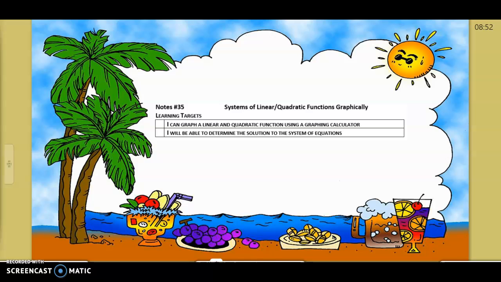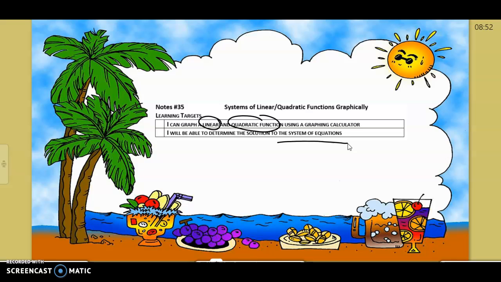35. We got two targets for today. One, to be able to graph a linear and quadratic function using our graphing calculator. Remember that old one, the linear one, the one we did at the beginning of the year, like nonstop? We're going to combine that with a quadratic. Call this a system of equations. Yeah, we talked about that too.